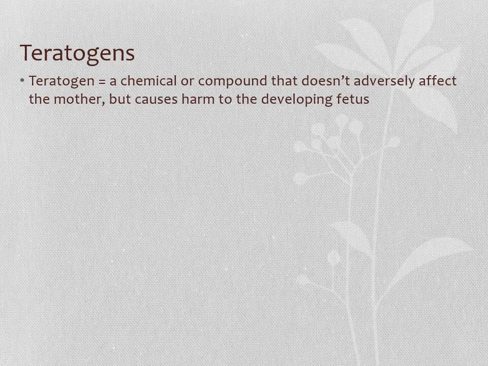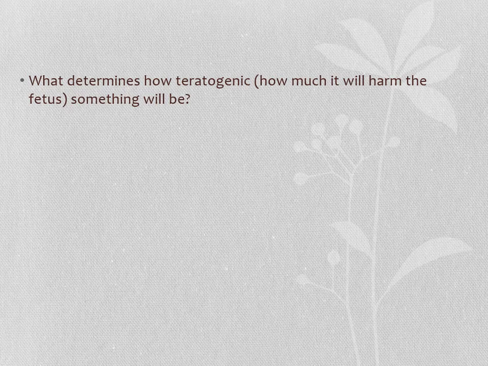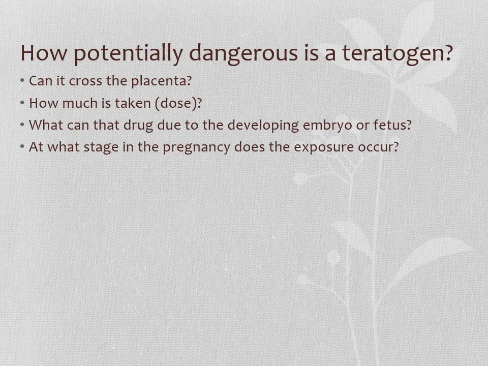So this is the first example of a prescription drug teratogen, right? So thalidomide was a chemical that didn't adversely affect the mother, but causes harm to the developing fetus. And so then we have to think about, okay, well, what are the factors that will determine how teratogenic, how much harm to a fetus something might do, whether it be a drug or some other substance?